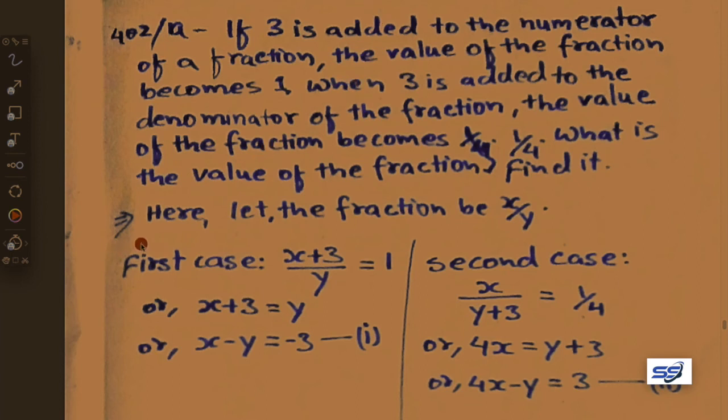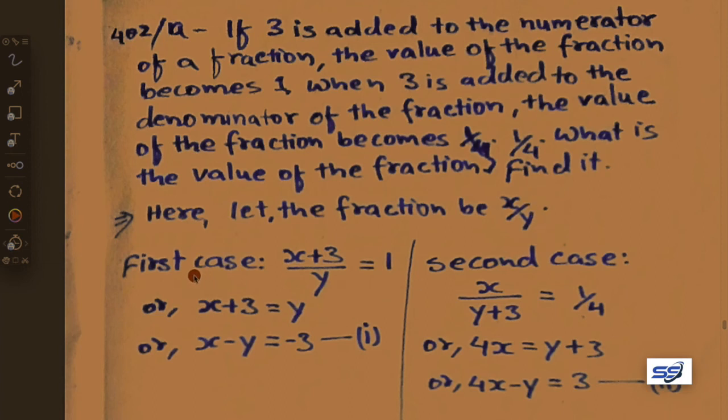Now here, let the fraction be x upon y. It means we have to find the value of the original fraction. Let the original fraction be x upon y. Here x is the numerator and y is the denominator. The upper one is the numerator and the lower one is the denominator.